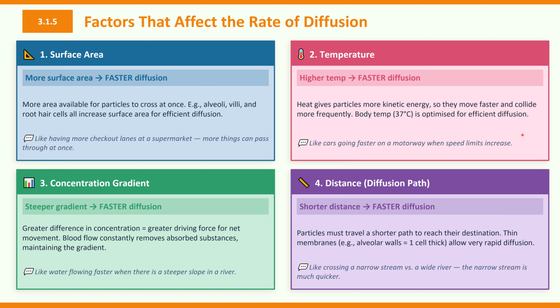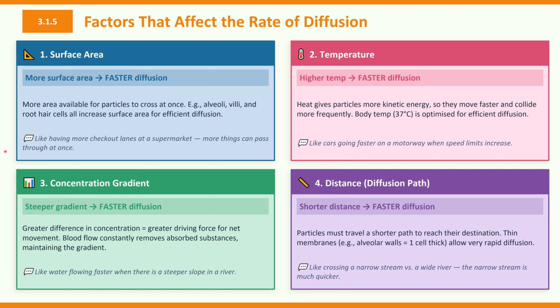We have temperature. Higher temperature leads to faster diffusion. Heat gives particles more kinetic energy, meaning they move faster and collide more frequently. It's like cars on a motorway. When the speed limit increases, everyone reaches their destination sooner. In the human body, our temperature is optimized at 37 degrees centigrade to keep these processes efficient.